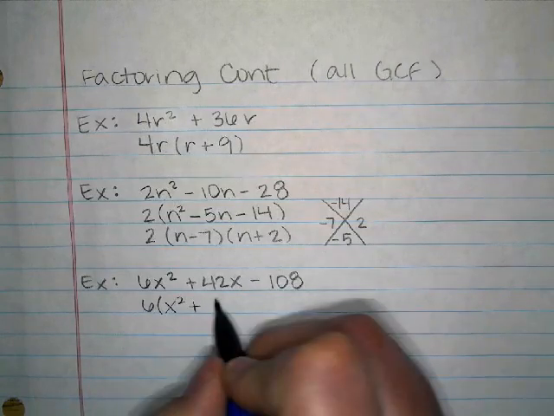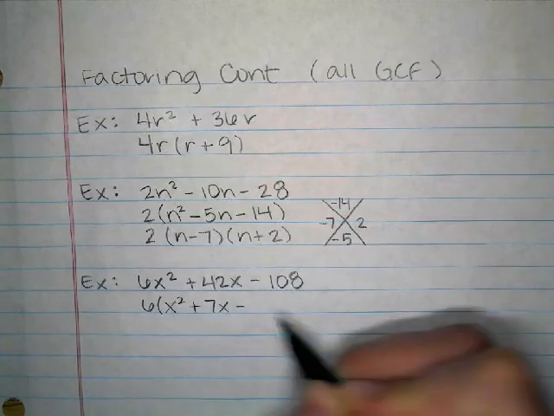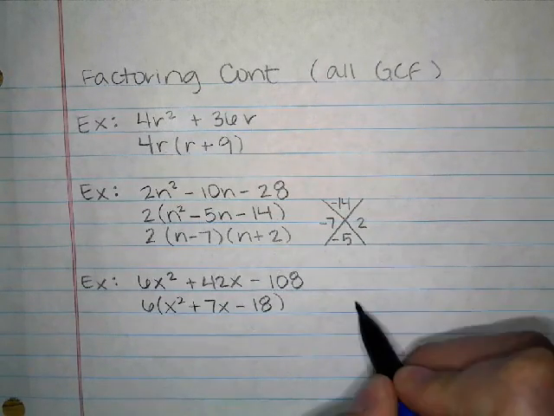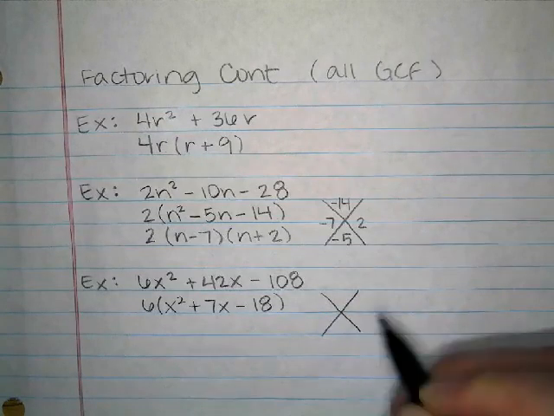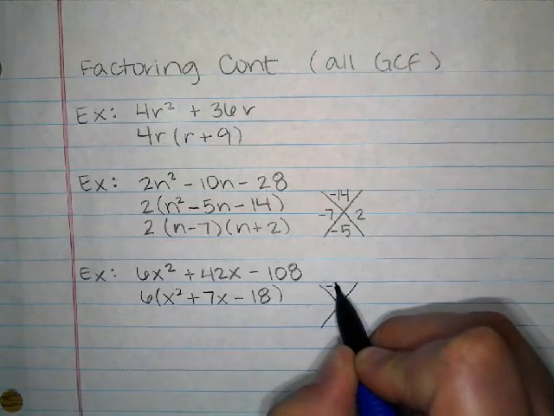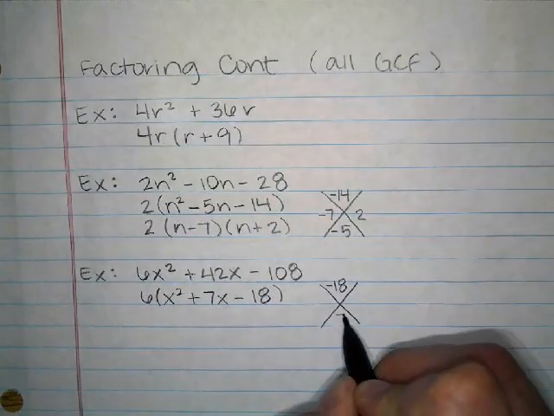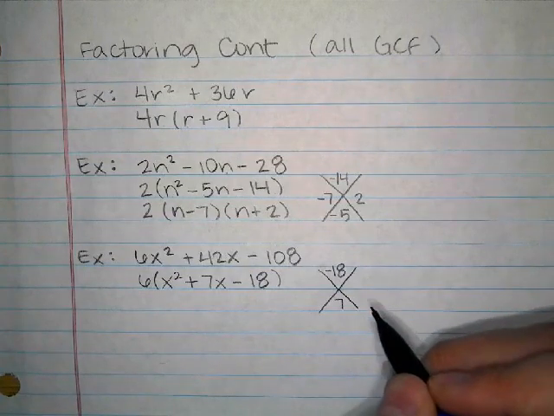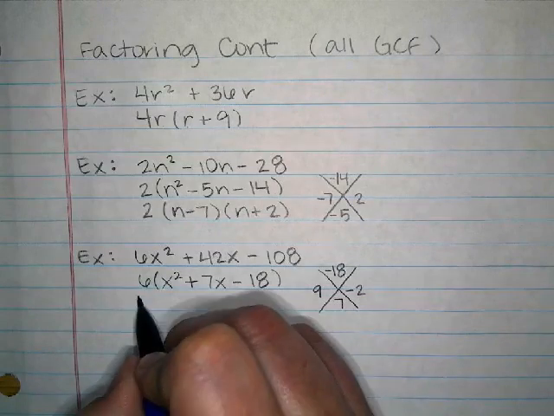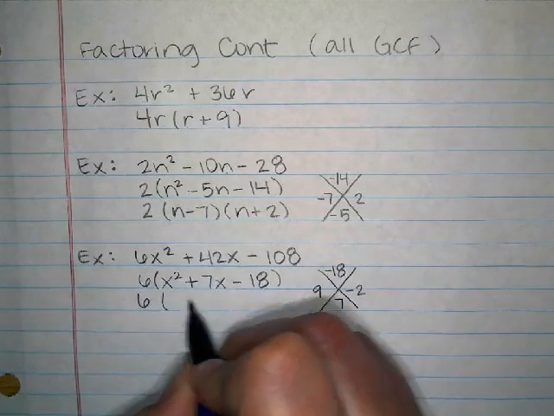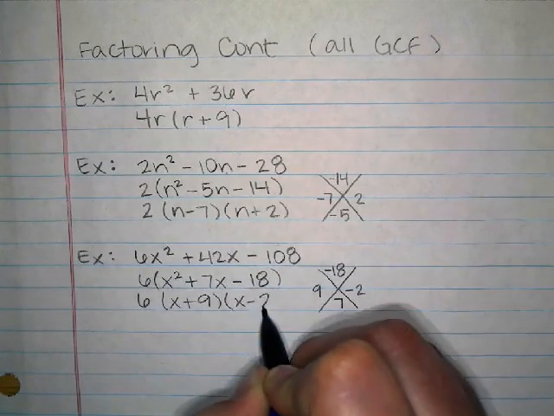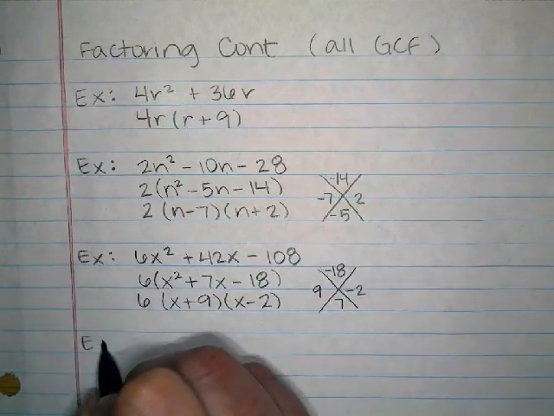42 divided by 6 is 7x. And then we just saw that 108 divided by 6 was 18. So now I can go ahead and do that process for the simple trinomials. I'm looking for two numbers that multiply to negative 18 and add to 7. And the two numbers that do that are 9 and negative 2. So I've got 6, x plus 9, and x minus 2.